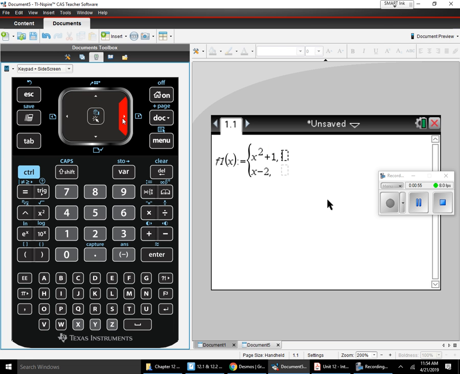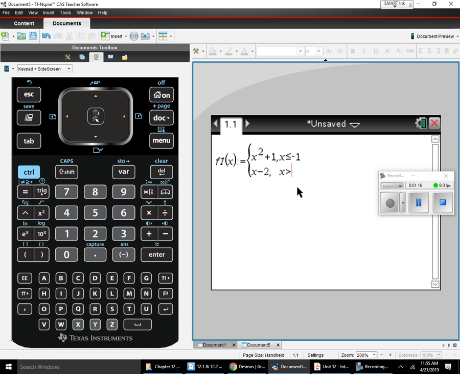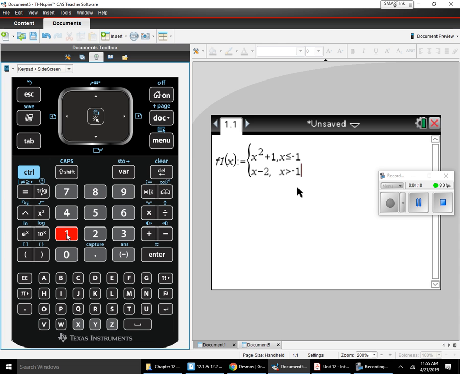And then to get those bounds in there for the piecewise function, I have a piece where x is going to be less than or equal to, and those buttons are all stored above this equal sign here. So where x is less than or equal to -1. And then for my second bounds, I want x greater than -1. So there's my piecewise function.